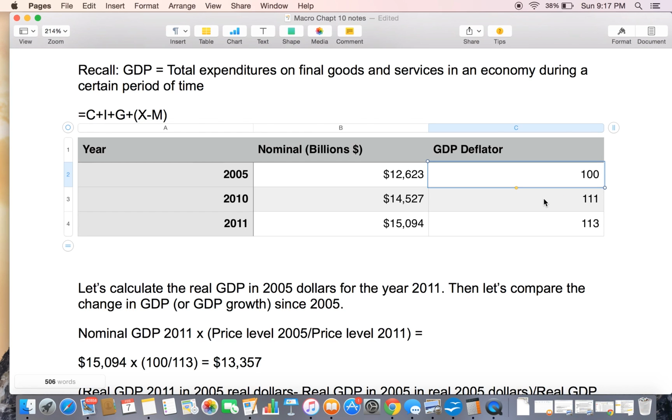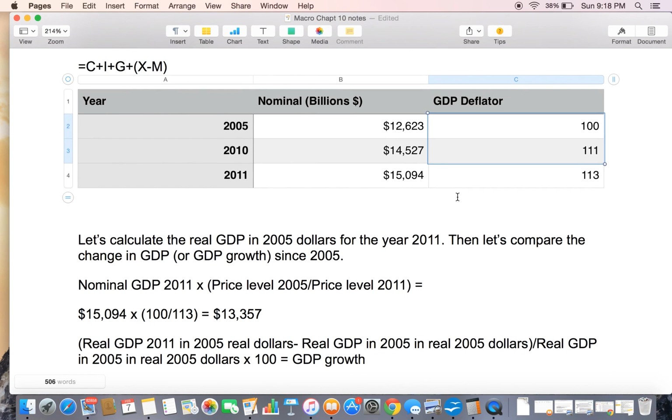So our 2005 year would have been our base year. In the base year, our nominal GDP of $12,623 billion is equal to the real GDP of $12,623 billion. But we see that the index actually rose by 11%. The GDP deflator increased by 11% from 2005 to 2010. So this $14,527 billion figure, we're not able to compare the two to really see how much growth in GDP we have, because we obviously have changes in prices occurring at the same time.